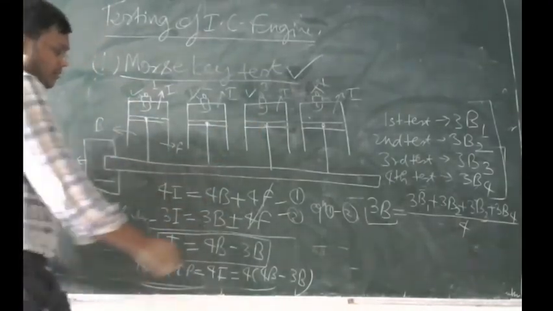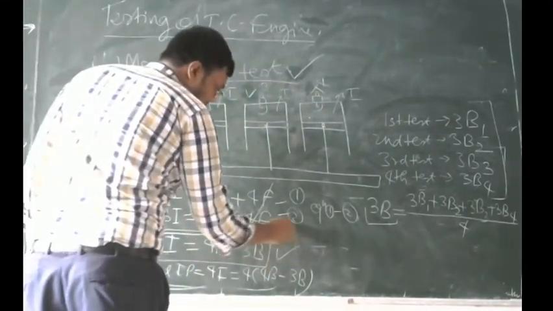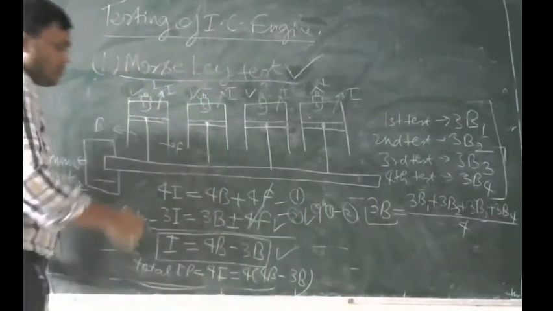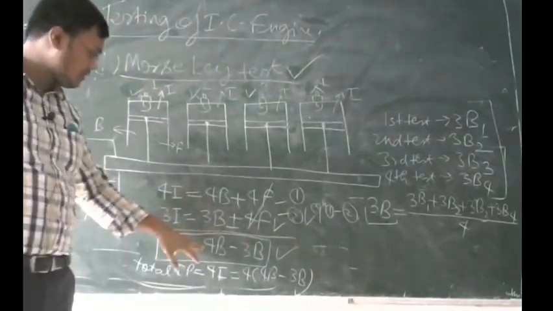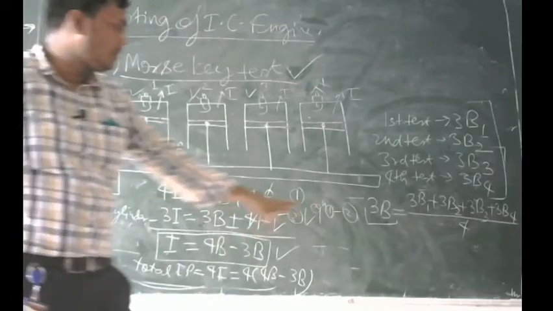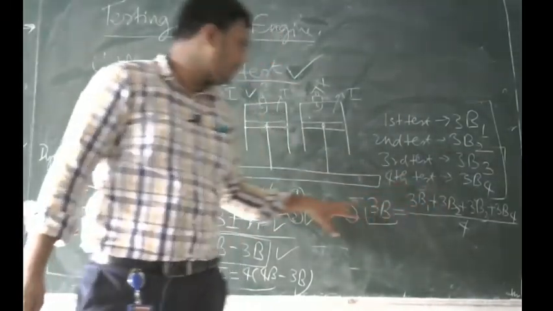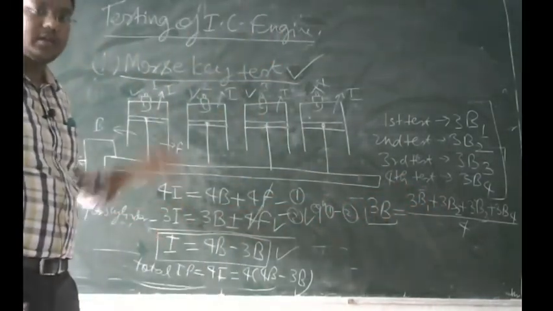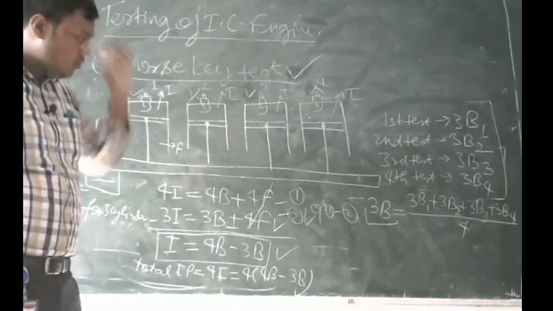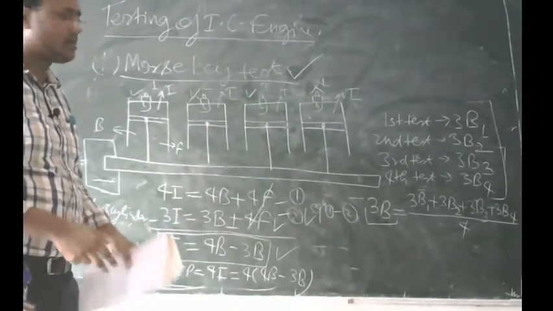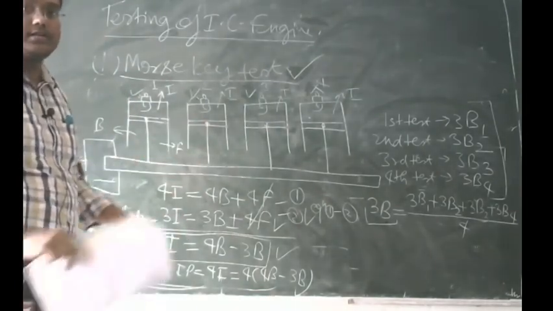Okay, so this is the formula. We have to remember this formula because when we solve the question, we have to use it. This formula and this formula, 3B equal to 3B1 and so on, all of these we need to use when we solve the question. Okay. So this is all for today. In the next class, we will discuss some numerical questions on this Morse test. Okay. Thank you.